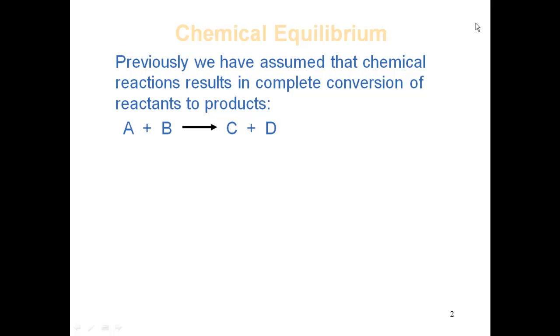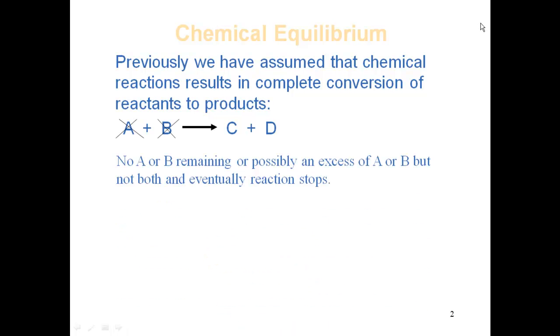Previously, we've assumed that chemical reactions result in the complete conversion of reactants to products. In Gen Chem 1, you did reactions, and basically you assumed that all A and B was consumed and we formed C's and D's. Then you might have had a limiting reagent problem where only one of the components was consumed, but the reaction still stopped because you didn't have any of that component. So the reaction came to a halt.